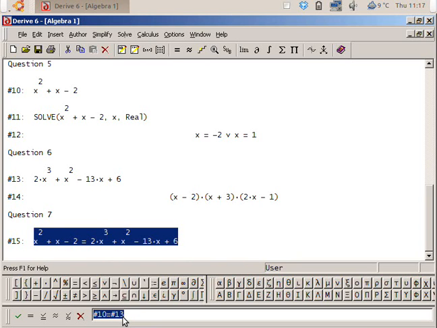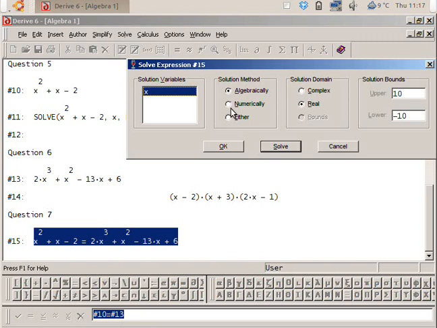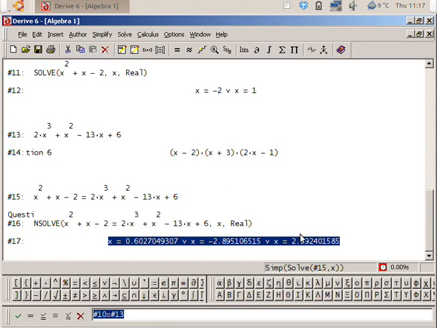Okay, and I want you to solve numerically. So again, solve expression. This time I'm telling you to pick numerically because I don't think there is an answer that's exact. No, you see there's not. It's 3 decimal numbers here.